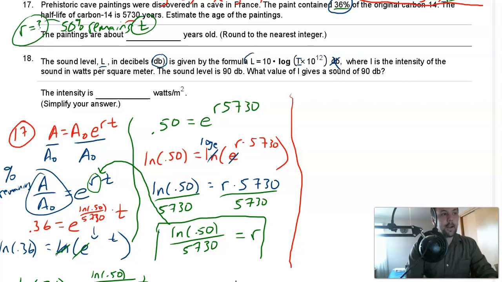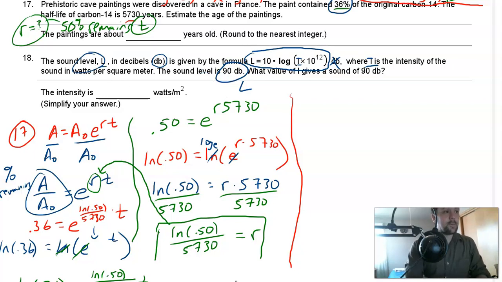All right, this is your formula right here that you want to use, where I is the intensity of the sound in watts per square meter. The sound level is 90 decibels, right? That's the sound level. I get students that get confused about where to plug that 90 in, but I think it should be clear for a couple reasons. One reason is it says sound level is L, and this is the sound level. So that's L. Also, the question here, what value of I gives you a sound level of 90 decibels? It makes it clear you're looking for I. This must be L then, right?